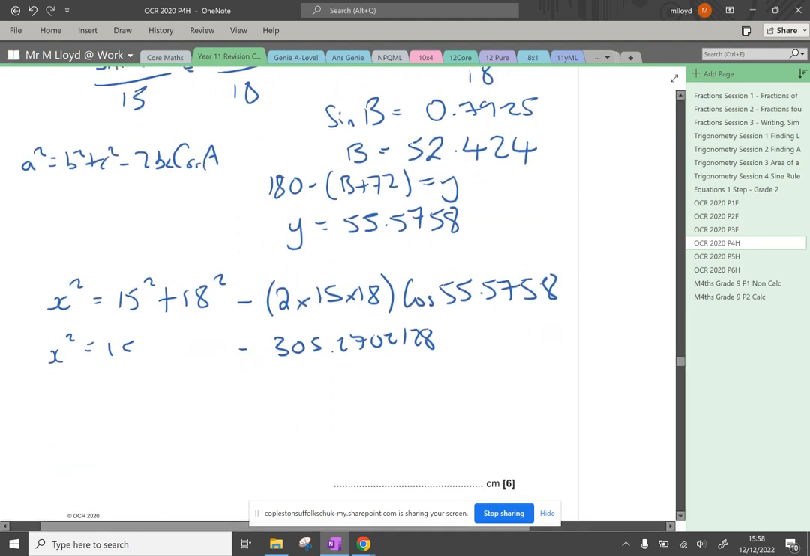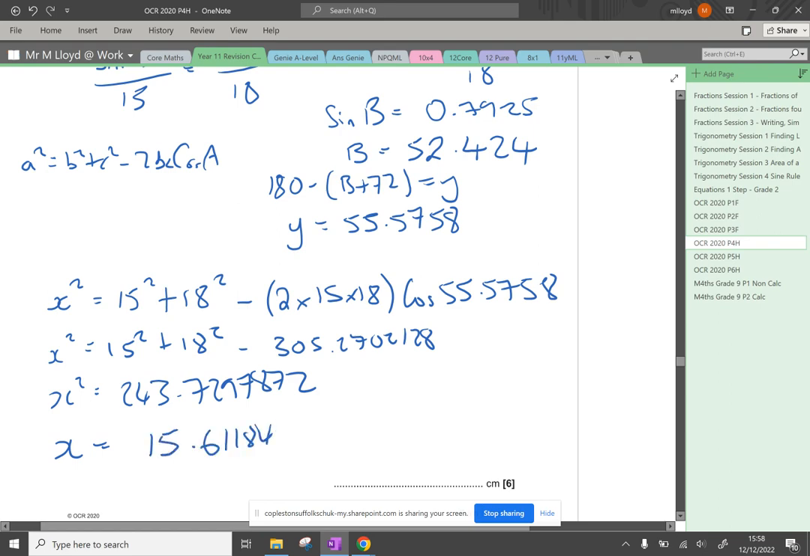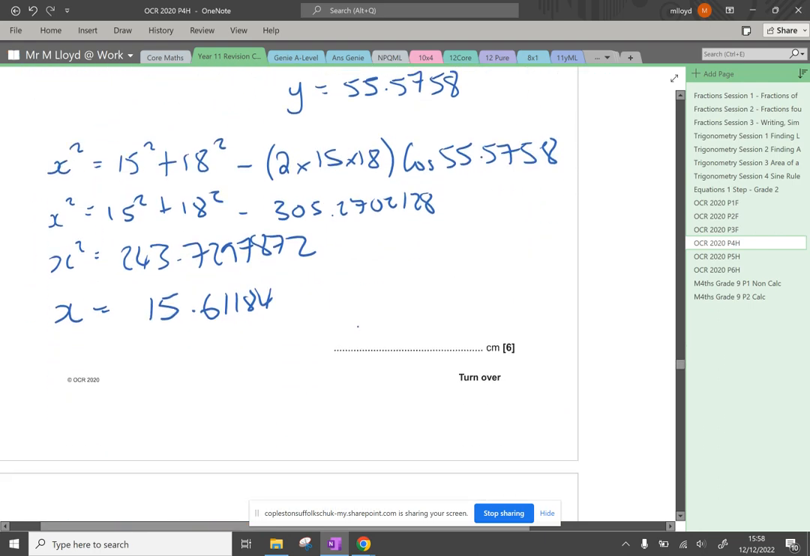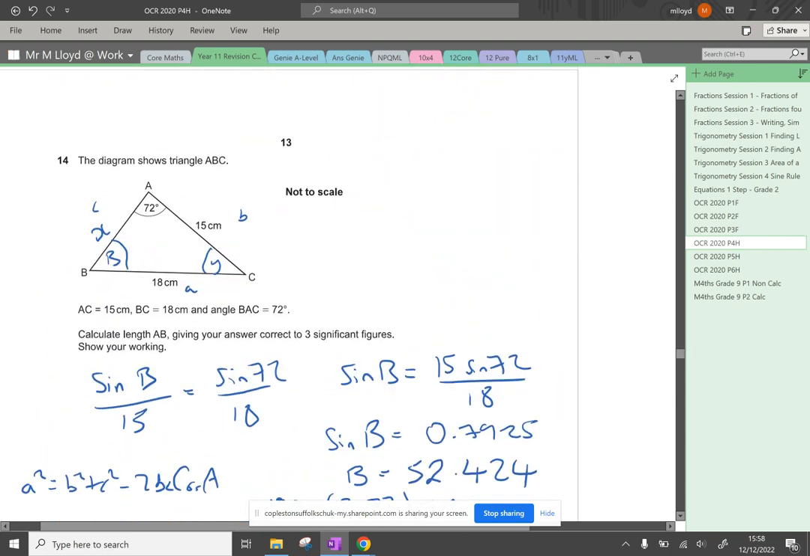Okay, so 15 squared plus 18 squared. I've now got x squared is equal to 243.7297872. And then x is going to equal the square root of that, which is 15.61184. What will I be rounding to? 3 significant figures. Wonderful. So 15.6 centimeters. Yeah, happy, and I've answered the question.